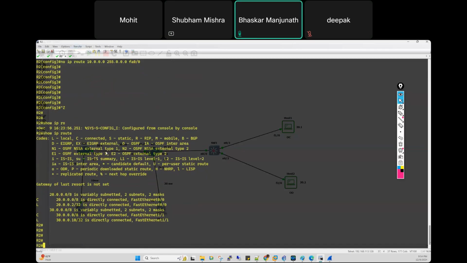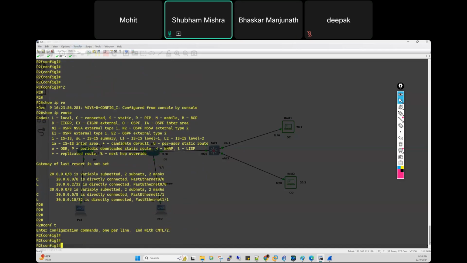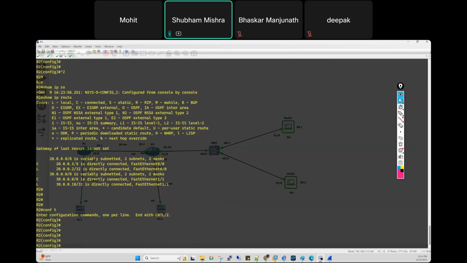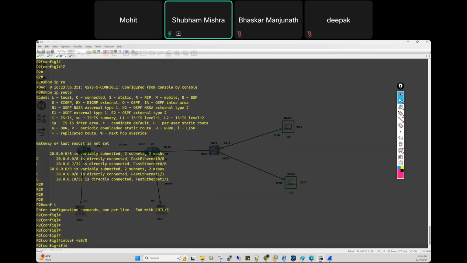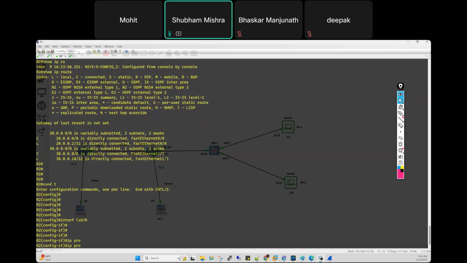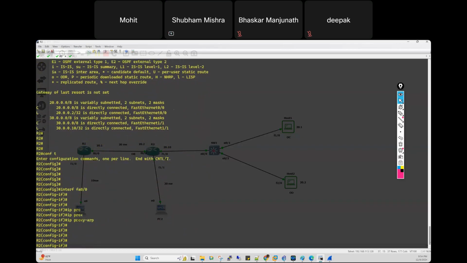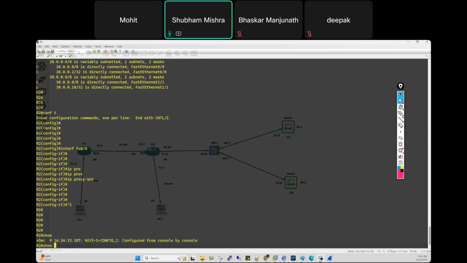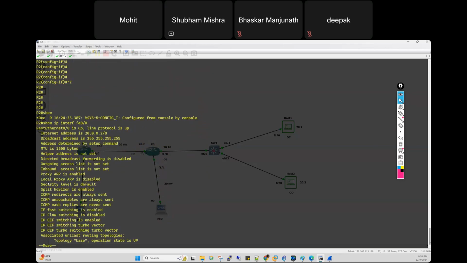On R2, I think we already disabled the proxy ARP also. Guys, बताओ ना, मैंने R2 पे proxy ARP disable किया था ना? Yes or no? Interface FastEthernet 0/0. Now I want to enable the proxy ARP. What is the command, guys? IP proxy ARP. मैंने proxy ARP enable कर दिया. Show IP interface FastEthernet 0/0. See, proxy ARP is now enabled.